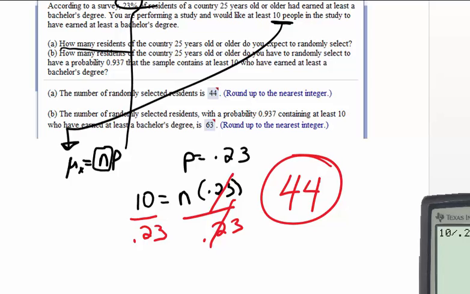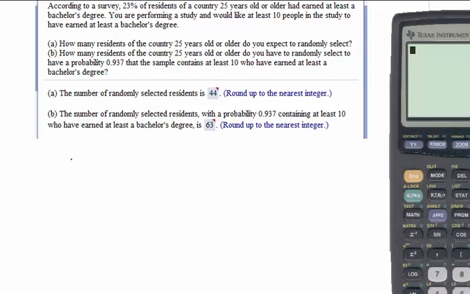Now part B is a little trickier. Let me erase this stuff. Okay, let's look at B. So we want to know the number of randomly selected residents with a probability of 0.937 containing at least 10 who have earned at least a bachelor's degree is, and then there's some number. Now we can see the answer here. Maybe I should have grayed that out, but we're not going to know that.